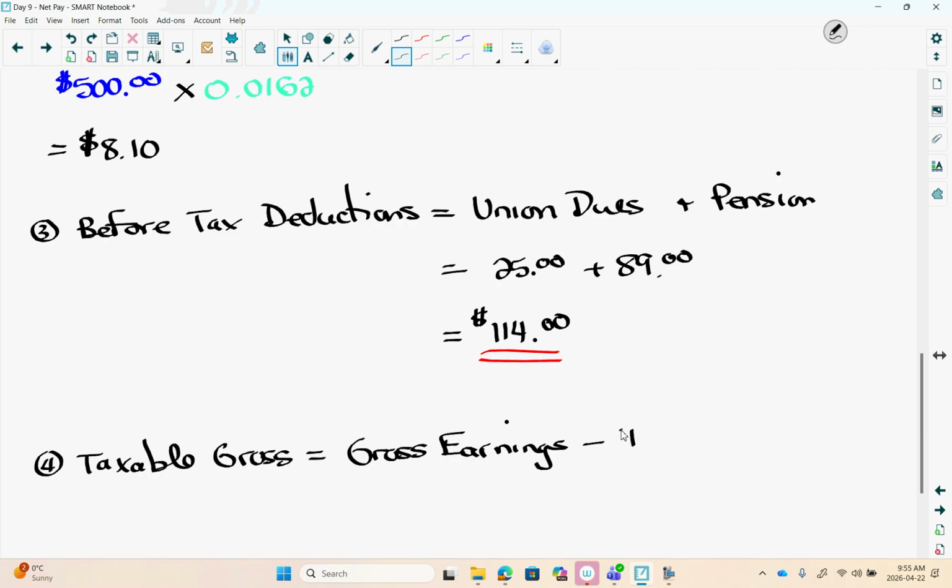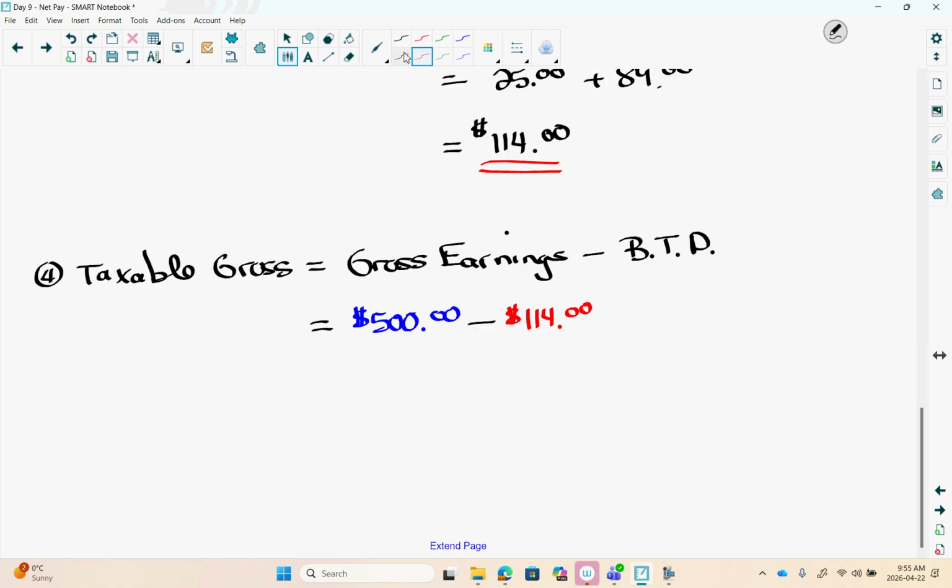And I'm going to subtract, are you okay if I just abbreviate this? What's BTD stand for? It's the before tax deductions. And my gross earnings were $500. And I'm subtracting my before tax deductions, which are $114. And that should give me $386. $386. Now this $386 is what I'm going to use to figure out the federal and provincial tax deductions.